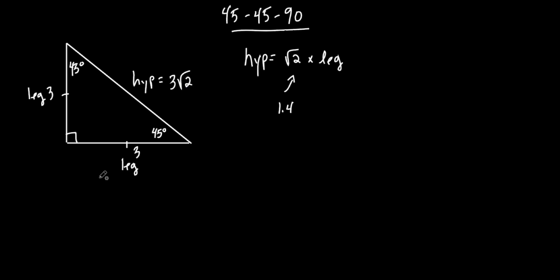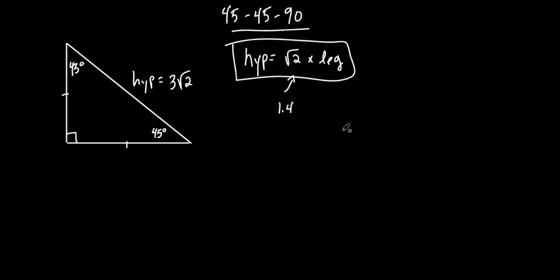All right? So if I know the legs, the hypotenuse is very, very easy to find. What if they told me the hypotenuse? And what if they told me the hypotenuse was 3 times the square root of 2? What do you think the legs are? 3. How'd you get that? Watch. Let's use this formula again. This is the formula we're going to use for 45, 45, 90 triangles.